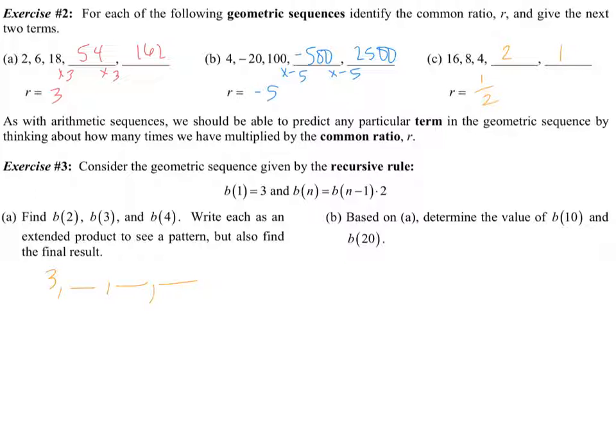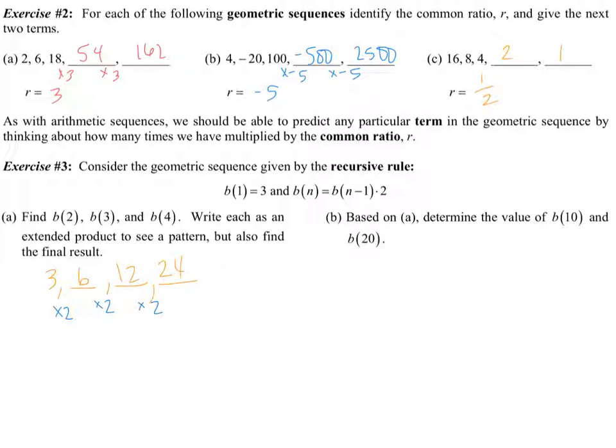So our second term means you take the term before it and you multiply by 2. So we get 6. Then multiply by 2 to get 12. Then multiply by 2 to get 24. So each time it's multiplying by 2.